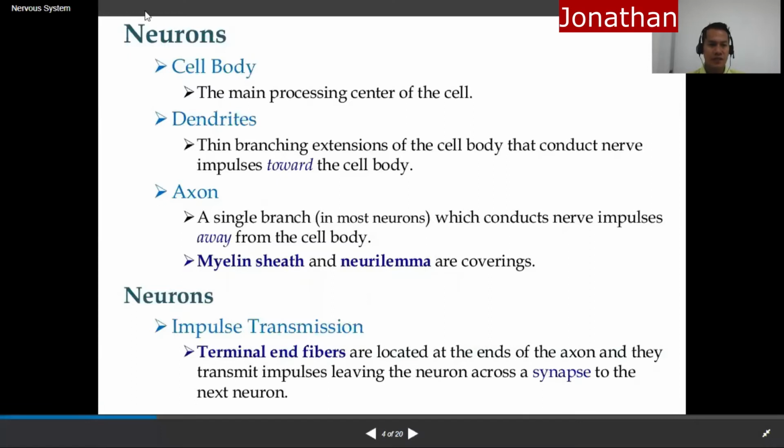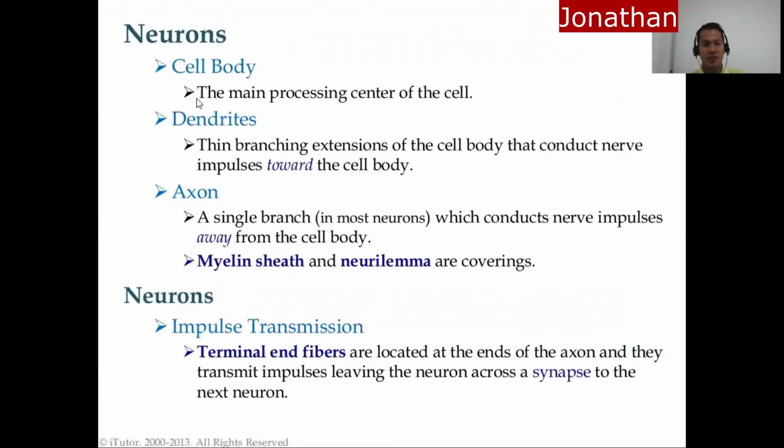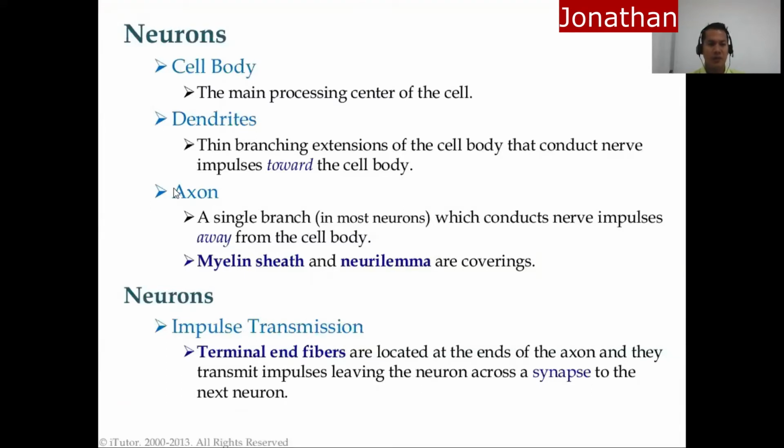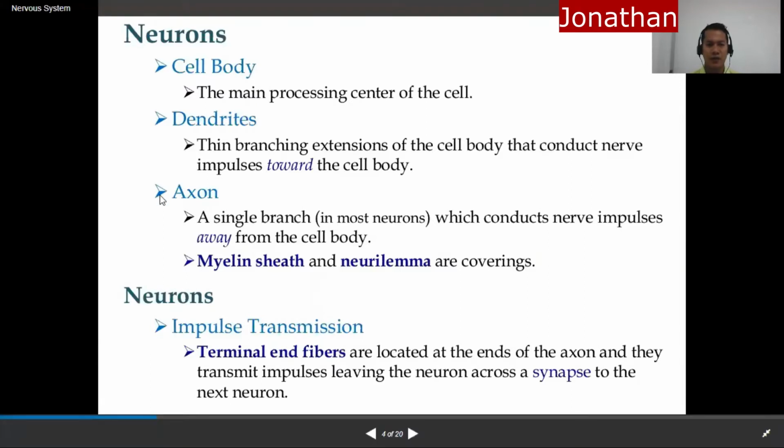Now, a neuron cell has three parts: the cell body, dendrites, and axon. The cell body is the main processing center of the cell. Dendrites are the thin branching extensions. The axon conducts nerve impulses. We call it the myelin sheath or the neurolemma. The terminal end fibers are located at the ends of the axon, and they transmit impulses, leaving the neuron across the synapse to the next neuron. I will show you the video later on how they work.